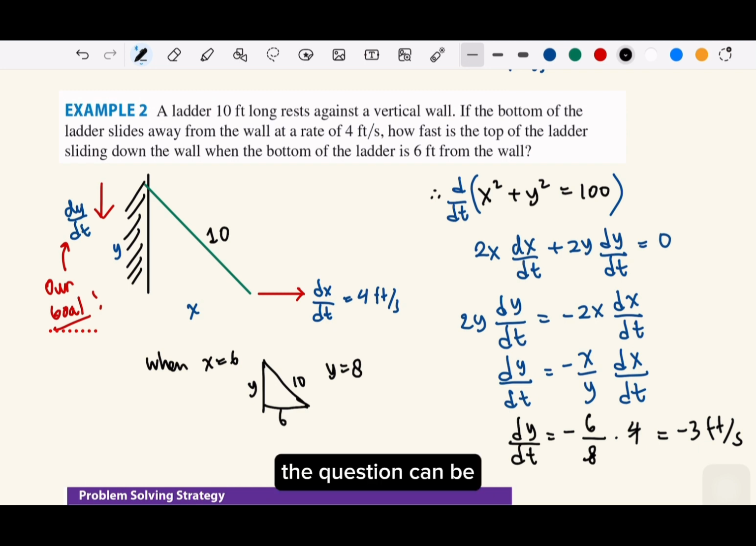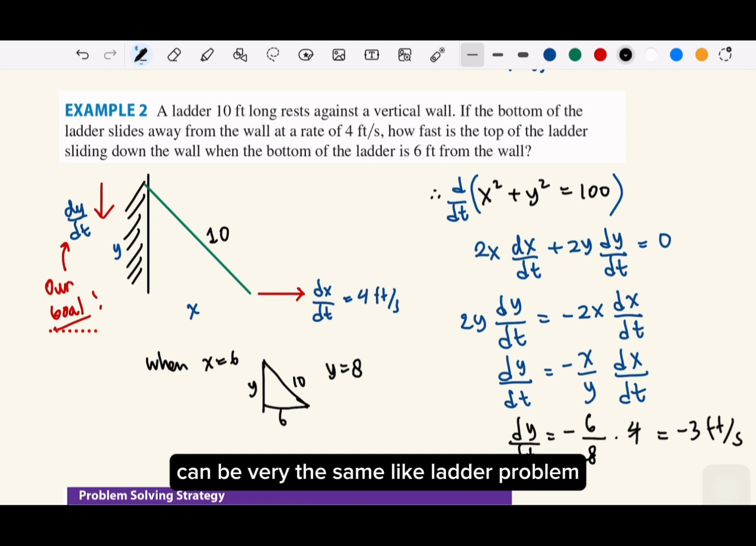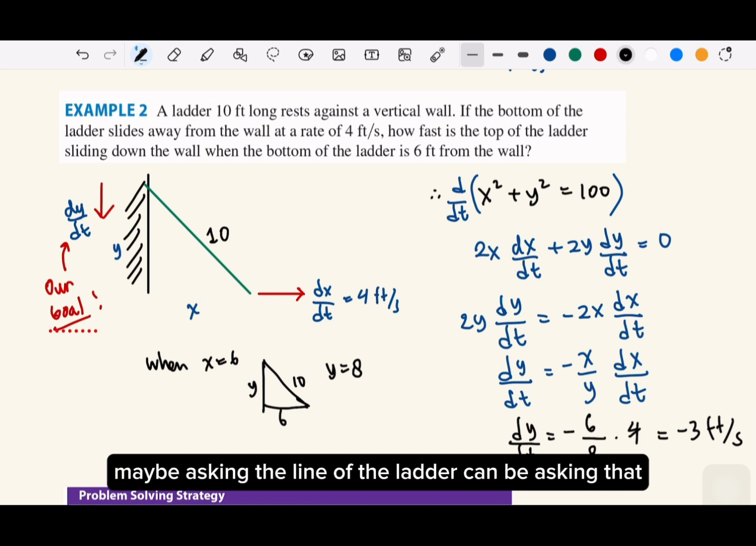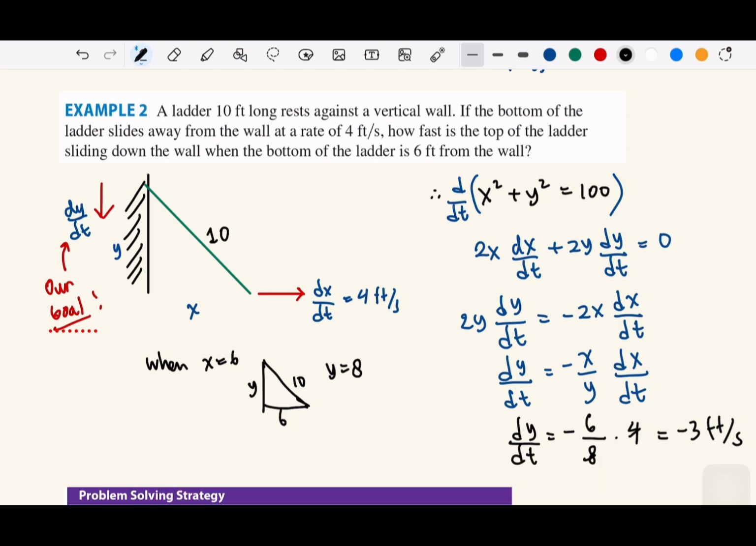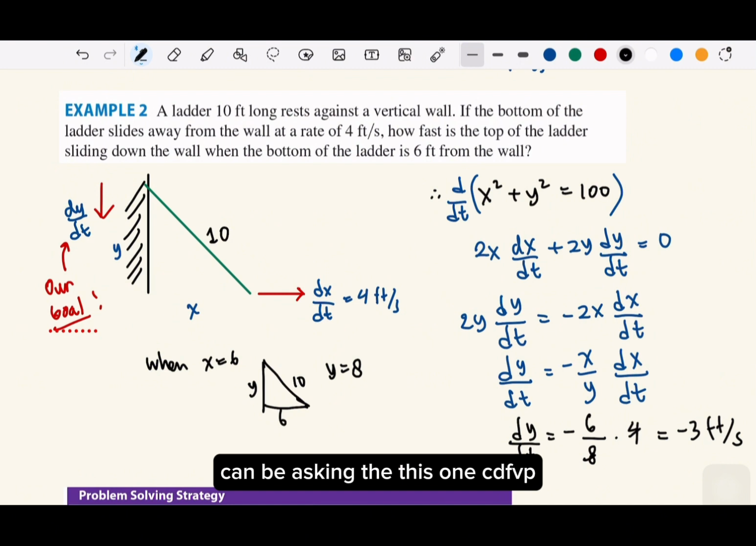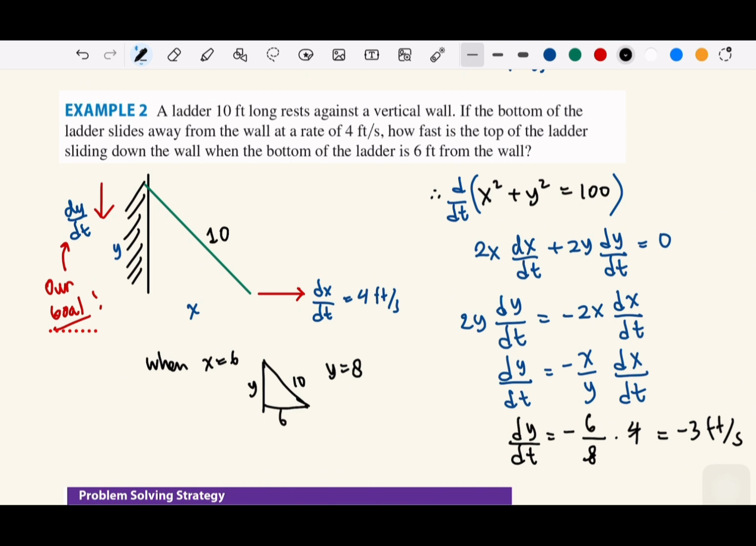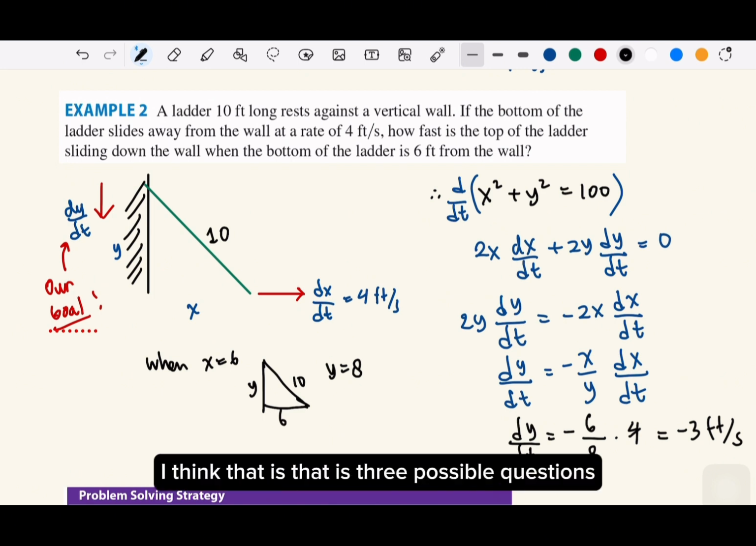The question can be varied. The same like ladder problem. Maybe it's asking the length of the ladder. Can be asking that. You can be asking this one, dx dt. What else? Yeah, I think that is 3 possible questions.